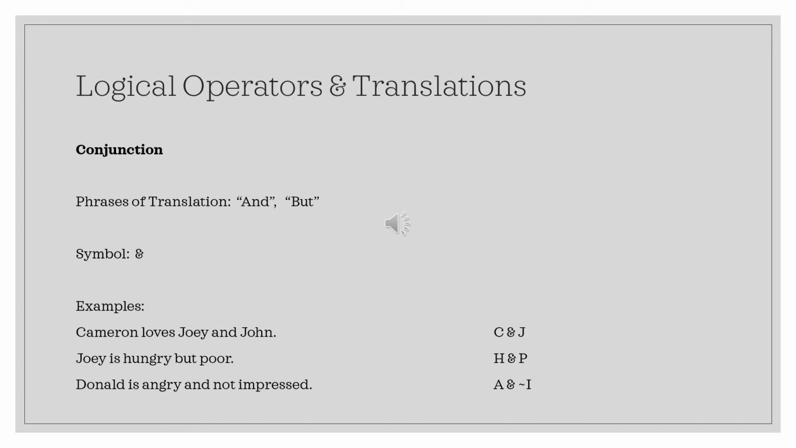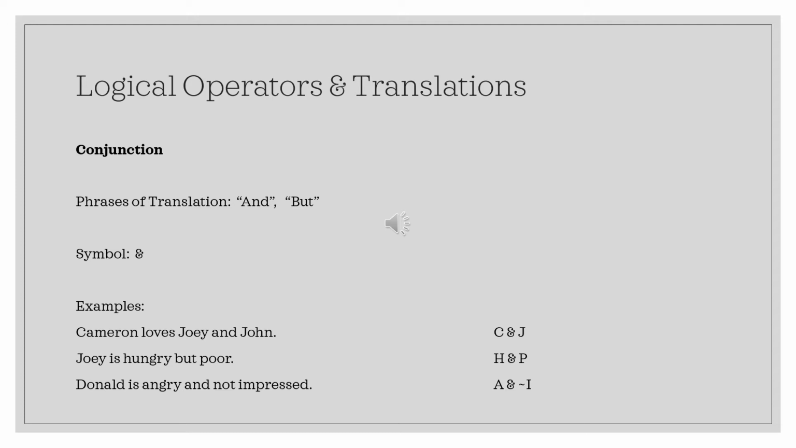Here we can take the case of conjunction. Conjunction translates the phrases both and the word but. Now, the word but in the middle of a sentence, more often than not, means something other than and, but the way that the word but functions logically basically means the same thing, or it has the same logical function as the word and.